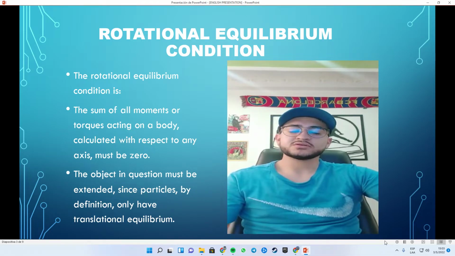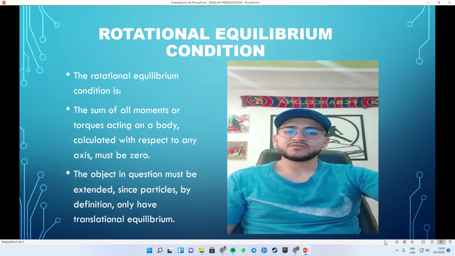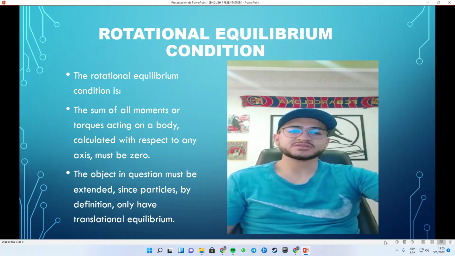The second topic is the first condition of rotational balance. The sum of all moments or torques acting on a body, calculated with respect to any axis, must be zero. The object in question must be extended, since particles, by definition, only have translational equilibrium. There can be forces applied to the body and rotational equilibrium still exist as long as the forces do not rotate it. There can also be movement, even accelerated, but always along a straight line.